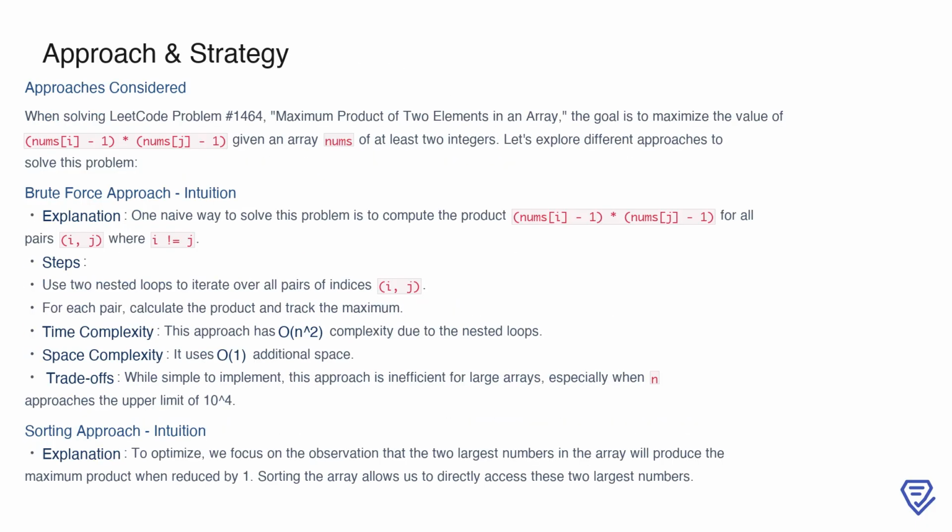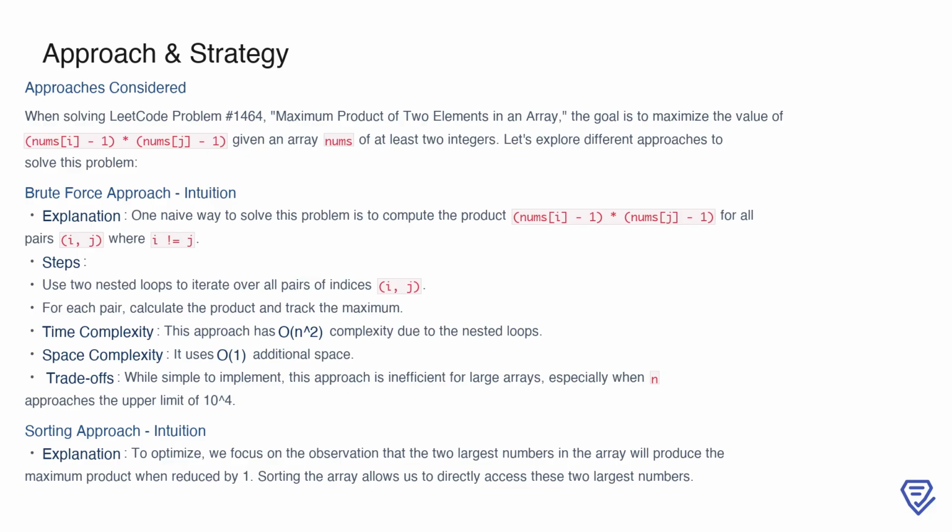When solving LeetCode problem number 1464, the goal is to find the maximum product of two elements in an array, specifically nums[i]-1 asterisk nums[j]-1, where i and j are distinct indices. To approach this, we can consider a few different methods.